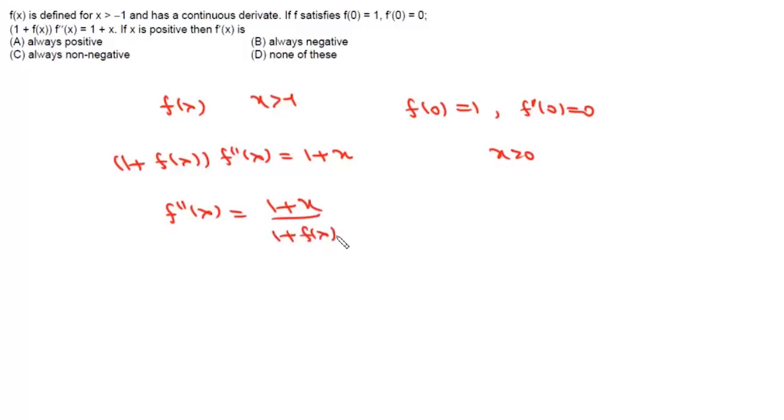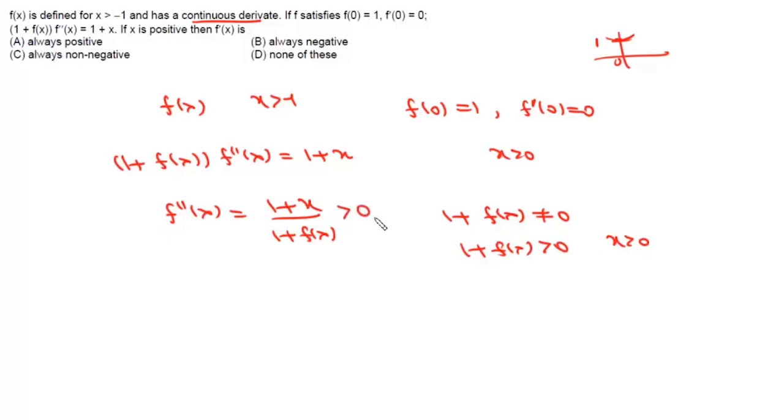Now if we look at f double dash x, f double dash x will be 1 plus x upon 1 plus fx. Now since this function has a continuous derivative and f double dash x exists, that means this 1 plus fx must not be equal to 0. So it will be either always positive or always negative. Given that at 0 this value is 1, so at 0 this value is positive, so that means this 1 plus fx will be greater than 0 for all x greater than 0, and this 1 plus x is also positive, that means f double dash x is greater than 0 whenever x is greater than 0.